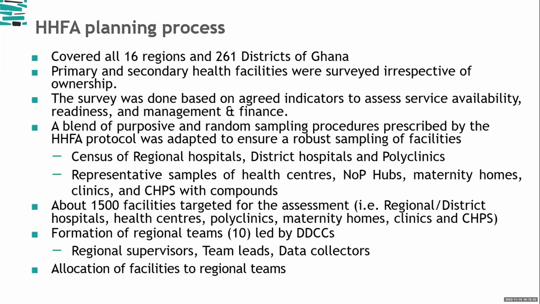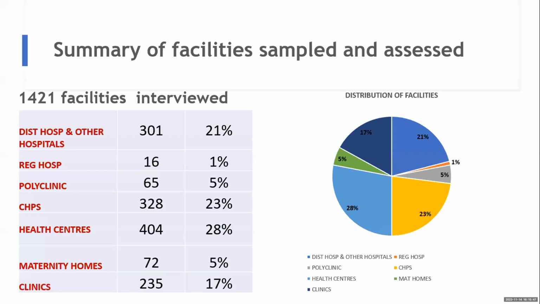We formed regional teams of 10 led by the deputy directors of clinical care. They constituted the regional team as regional supervisors, team leads, and data collectors. And we allocated the facilities to the regional teams. So in summary, 1,421 facilities were interviewed, and this is the distribution of the facilities in terms of categories: health centers being 28%, clinics 17%, and hospitals 21%.